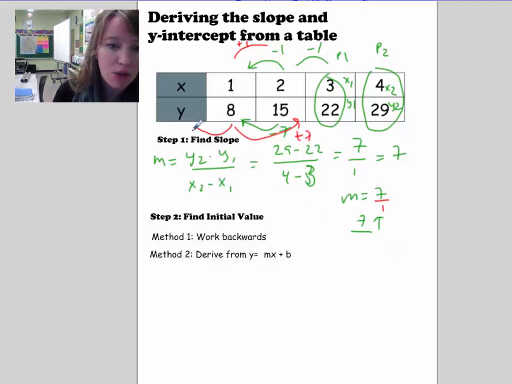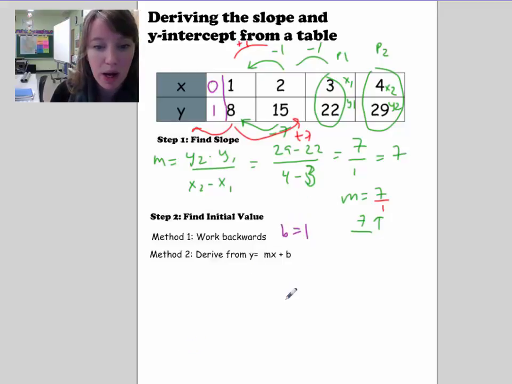So all I have to do to figure out, let's put another cell here, is that when x is 0, we do 8 minus 7, which is 1. Okay, so our b here is 1.